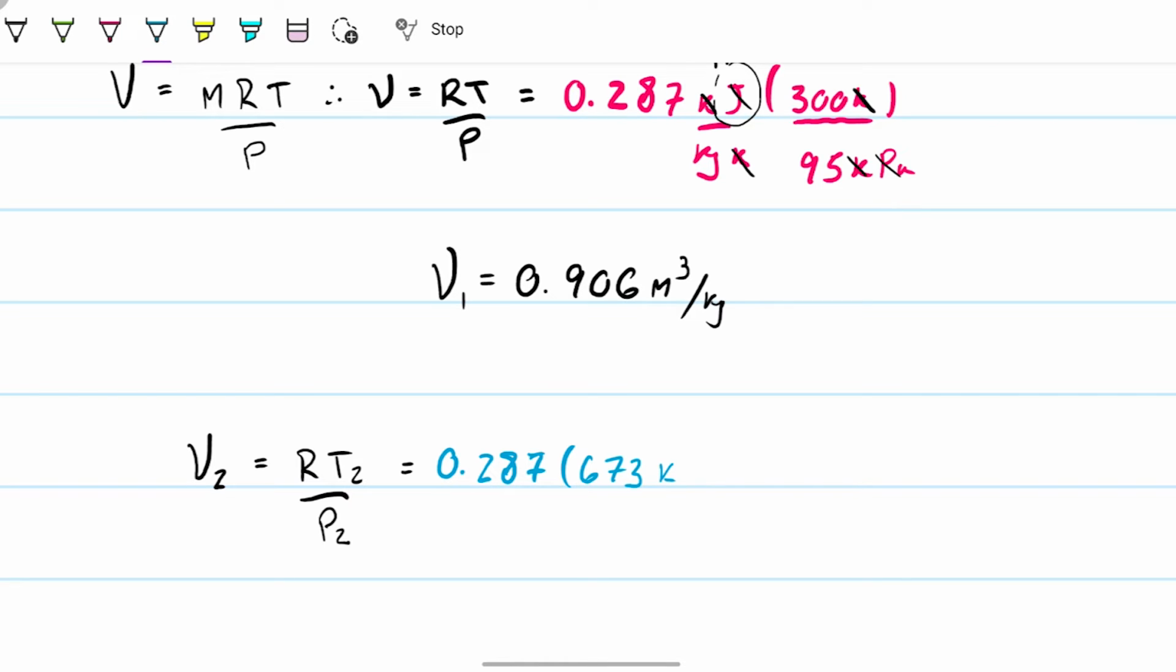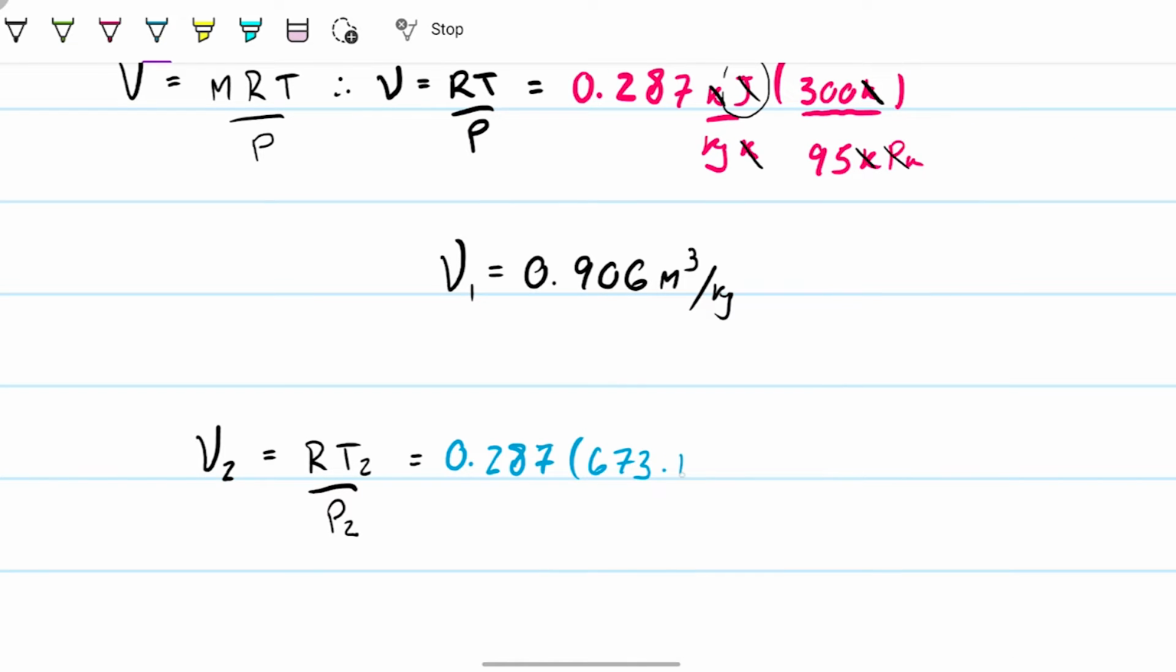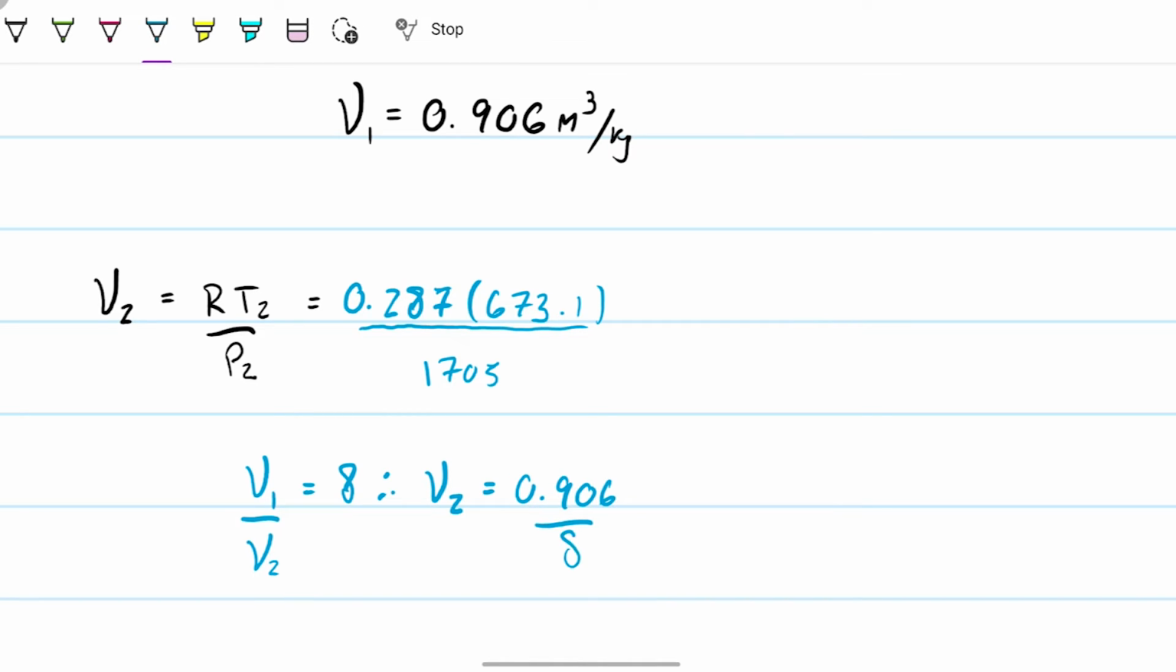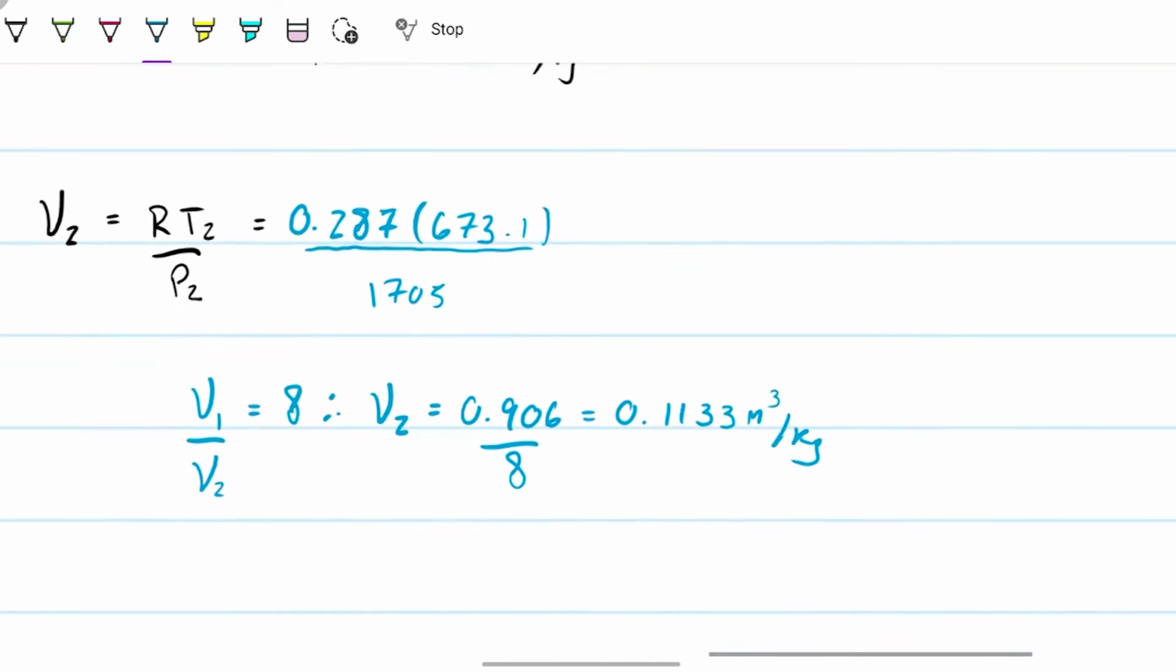But the other option is just keep going here, and then that will be this 0.287 times 673 divided by the pressure, which is 1705. Okay, but there's a ratio. Remember, there's a ratio between V1 and V2. We actually knew that from the start too. We knew that V1 was 8 times V2, so therefore V2 will just be 0.906 divided by 8, which gives me 0.113. Okay, so that's another option. Forgot about this. This is actually easier.